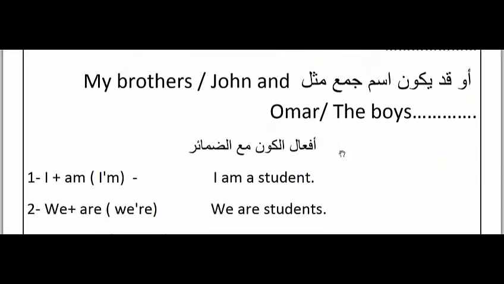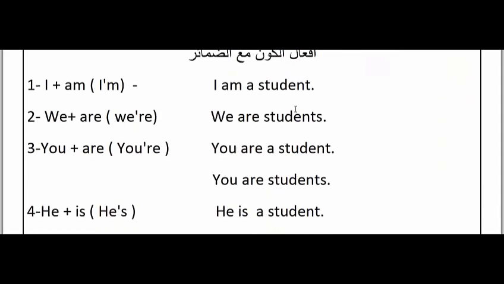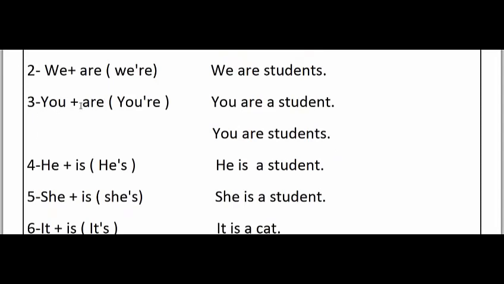قلنا هذا أن يكون الفاعل أحد الضمائر السبعة أو اسم مفرد أو اسم جمع، singular noun، plural noun. Examples: repeat after me. I am. I am a student. We are، we're. We are students. You are، you're. You are a student. This is singular، مفرد. You are students، أنتم طلاب. This is plural. You are a student, this is singular without s. You are students with s. This is a plural.